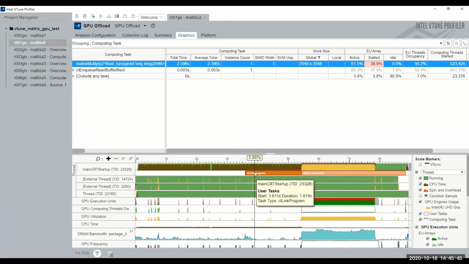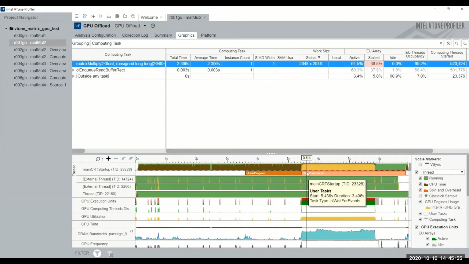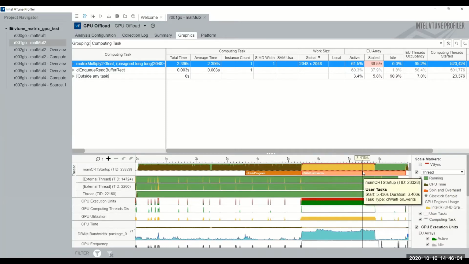How much this CL link program takes to prepare this kernel to execute on GPU, and then we can observe that this CL wait for events is actually waiting for when the kernel is finished execution on the GPU side. At the same time, there are some timeline characteristics of GPU here.